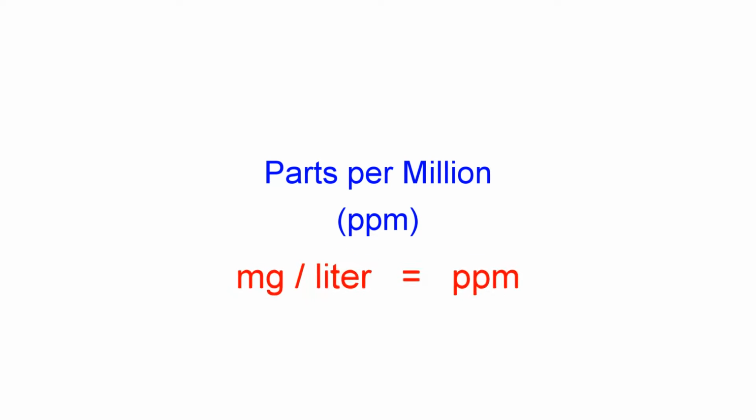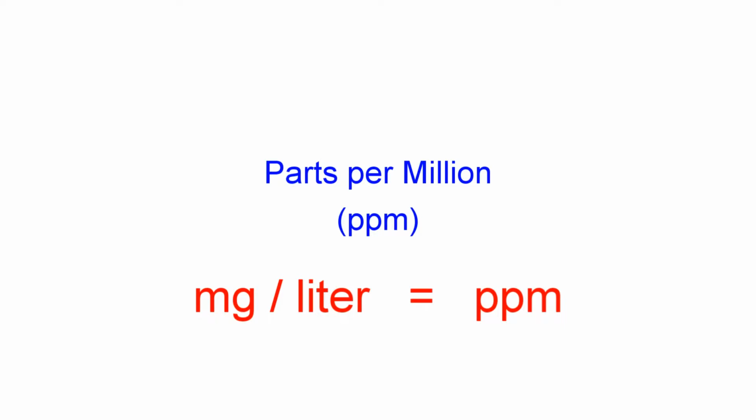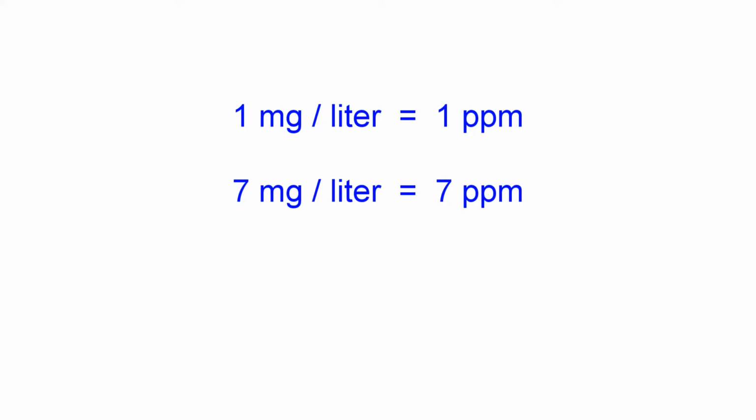The most important thing you need to know is that there is a 1-to-1 unit conversion factor between parts per million and milligrams per liter. In other words, milligrams per liter is basically the same thing as parts per million. So if you have 1 milligram per liter, it's the same as 1 part per million. And if you have 7 milligrams per liter, it's the same thing as 7 parts per million. And if you have 56 milligrams per liter, it's the same thing as 56 parts per million.